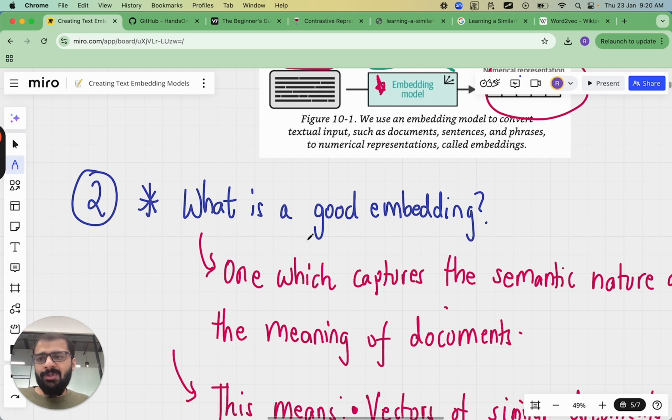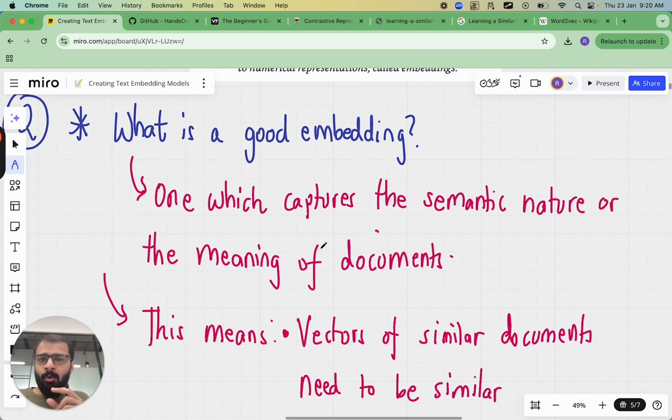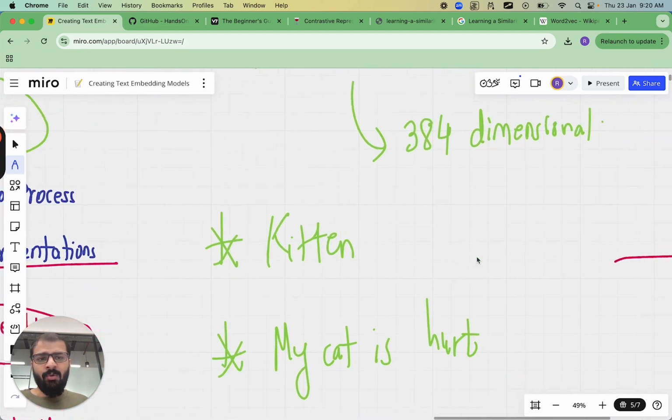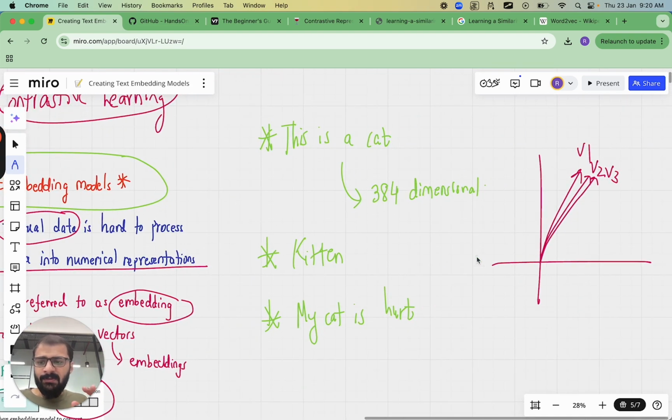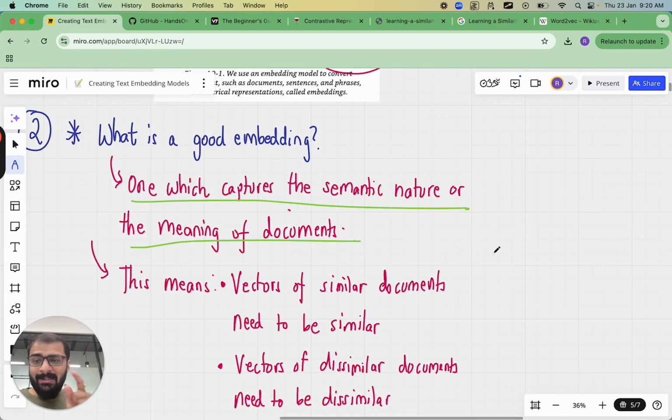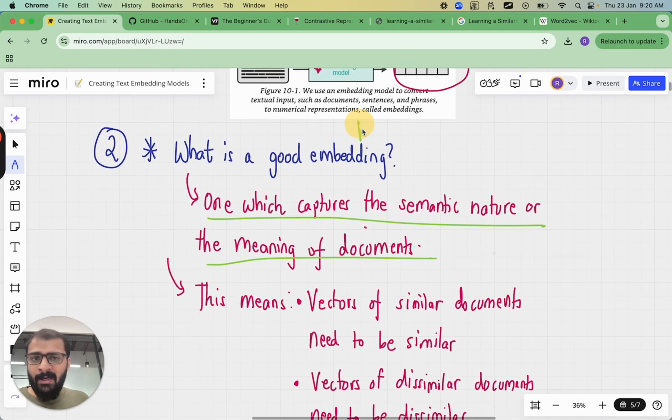The main challenge comes from the fact that good embeddings are the ones which capture the semantic nature or the meaning of documents. As I mentioned over here, documents or sentences which have a similar meaning need to lie closer to each other in the vector space. And embeddings which make that possible are said to be good embeddings. Whereas embeddings in which similar documents are far apart in the vector space and dissimilar documents are closer to each other are not good embedding models.